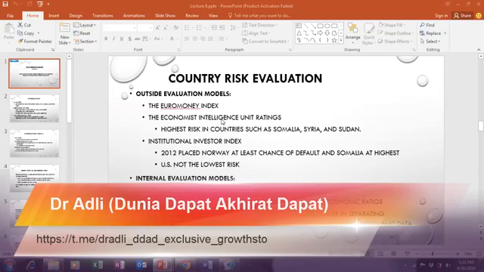Okay, and then we have the Institutional Investor Index. This is normally published twice a year. This index is based on surveys of loan officers of major multinational banks. So basically, the survey is actually done by the loan officers, and these officers give subjective scores regarding the credit quality of given countries.